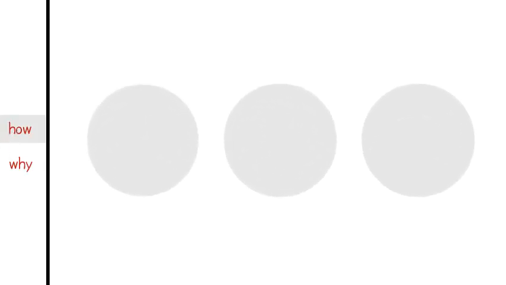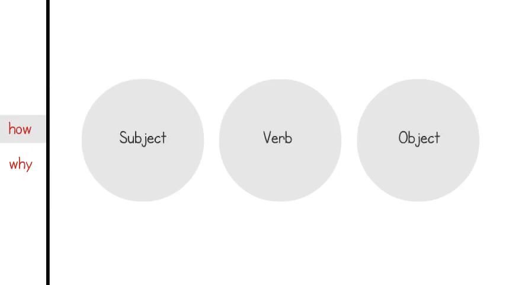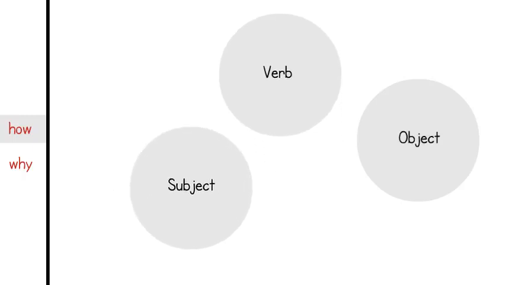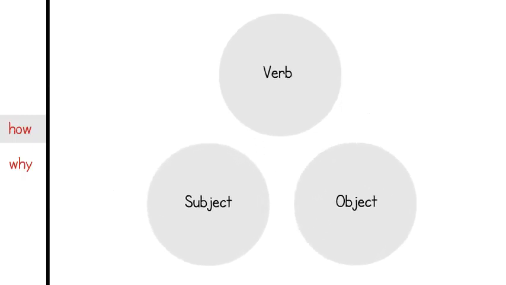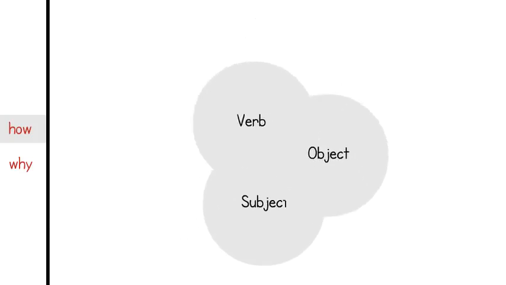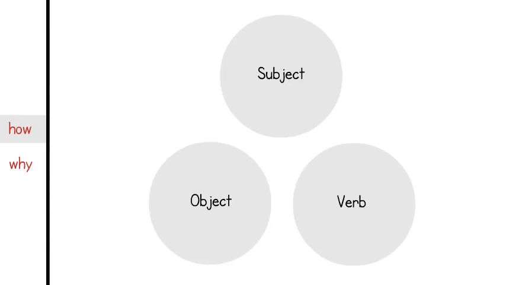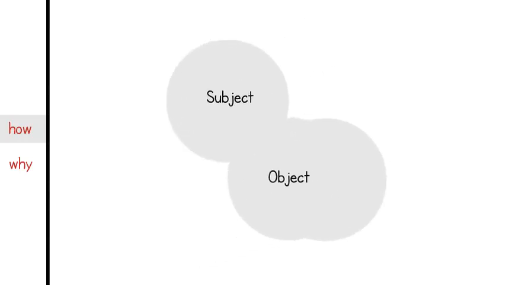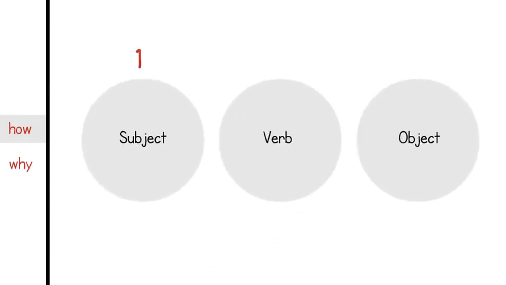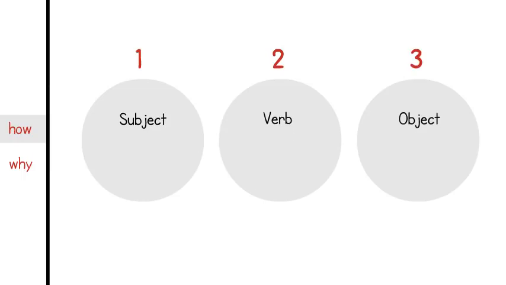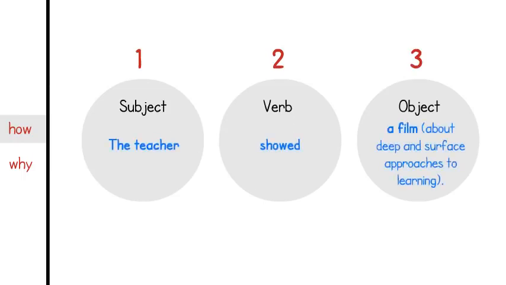The term voice describes the relationship between the verb, the subject, and the object of a sentence. We use the active or passive voice to emphasize different parts of a sentence. New learners of English generally learn the active voice first. Here is an example sentence in the active voice. The teacher showed a film about deep and surface approaches to learning.